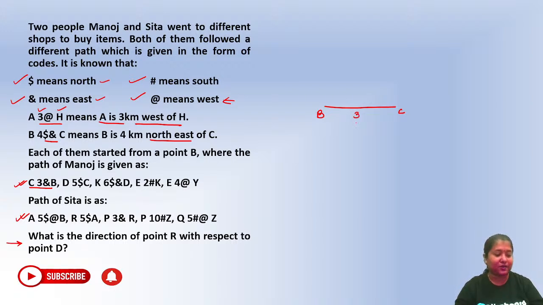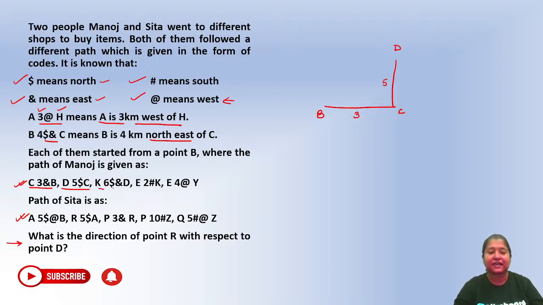Okay. So Paras says it should be west. Okay. We'll check. Now we have D, $5 C. What is the meaning of dollar? That is north. So D is towards the north of C, something like this. Let's say this is your D here and this is 5 kilometers. Okay, so we have found your D.